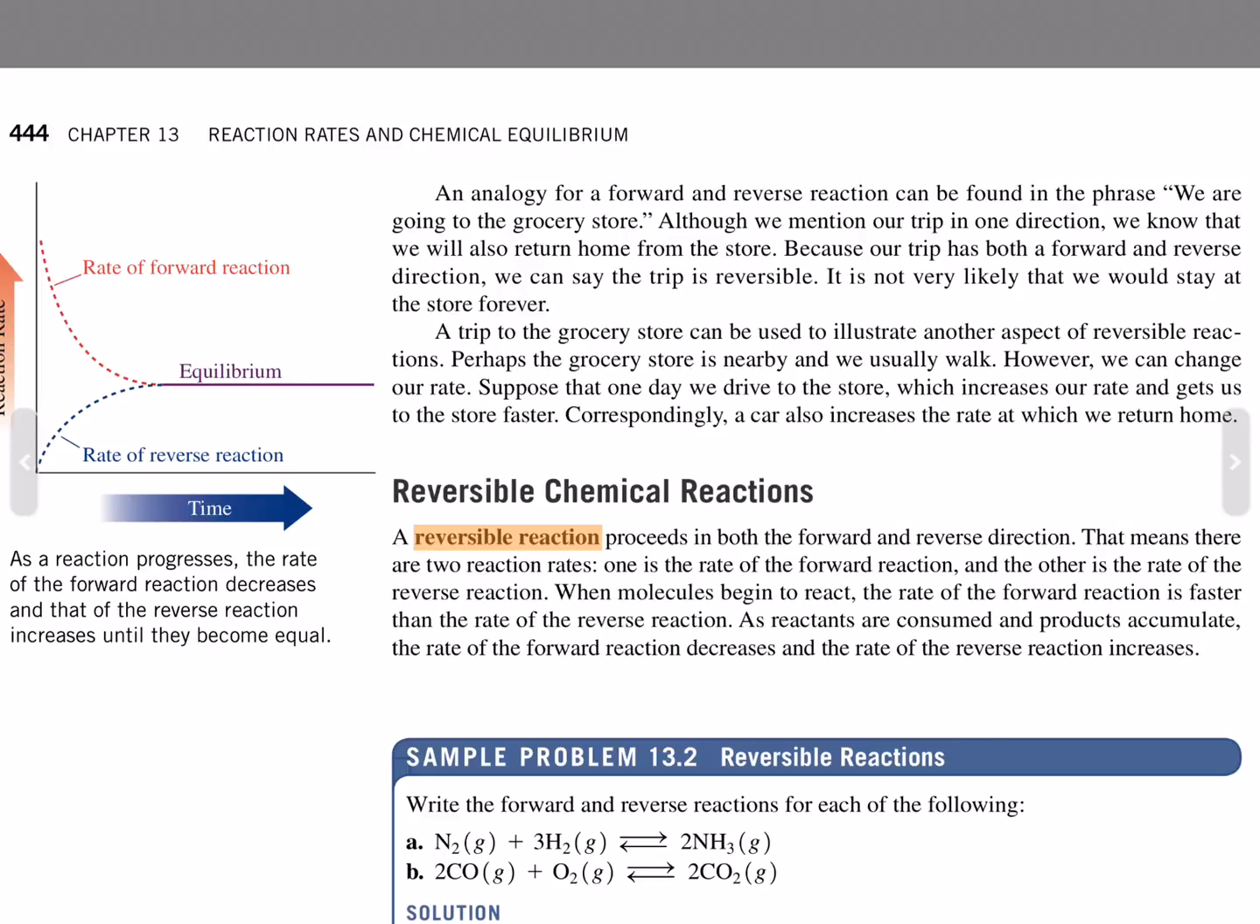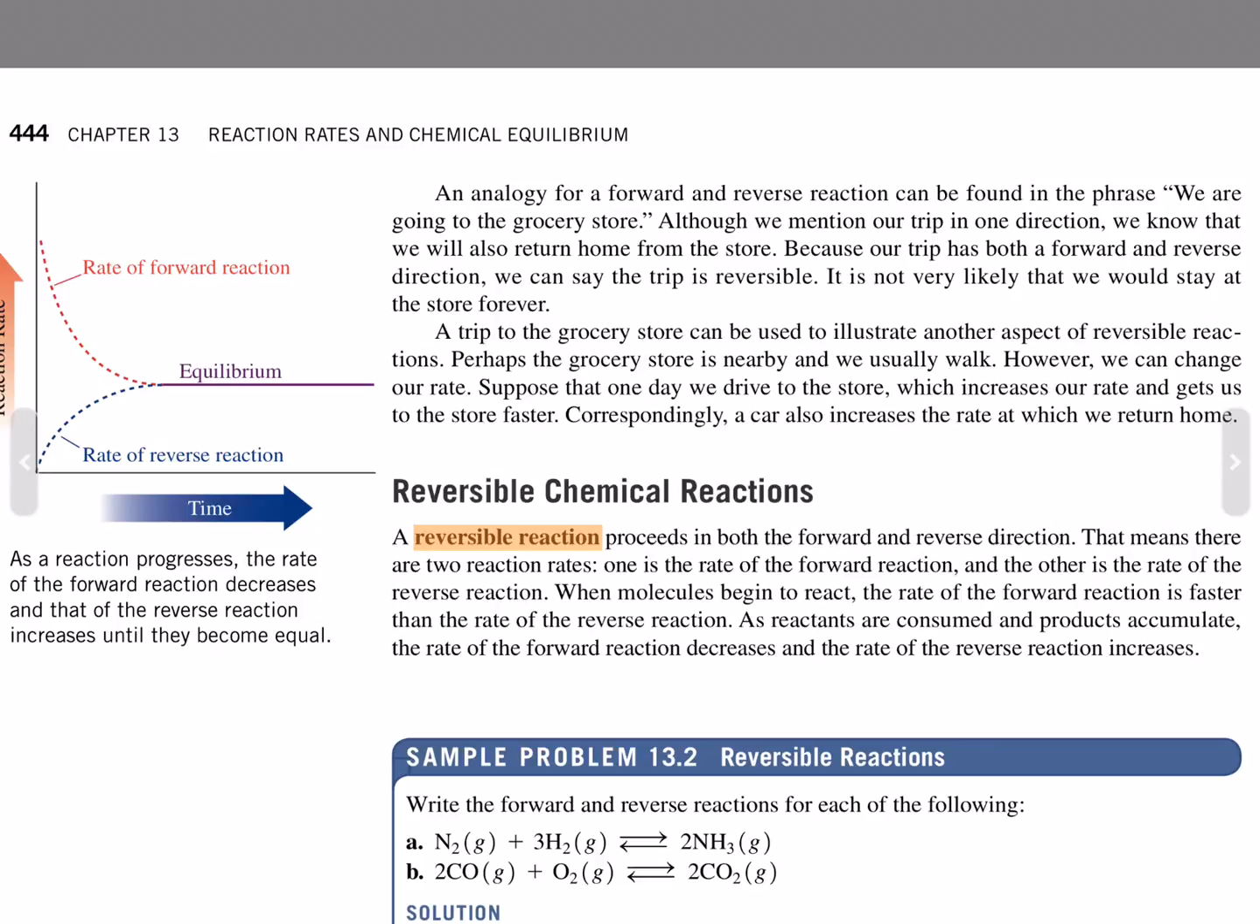A trip to the grocery store can be used to illustrate another aspect of reversible reactions. Perhaps the grocery store is nearby and we usually walk. However, we can change our rate. Suppose one day we drive to the store, which increases our rate and gets us to the store faster. Correspondingly, a car can also increase the rate at which we return home.